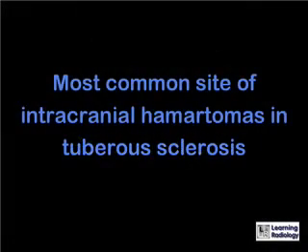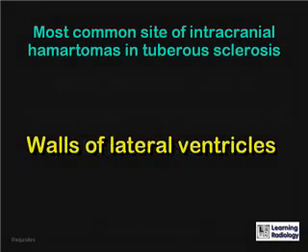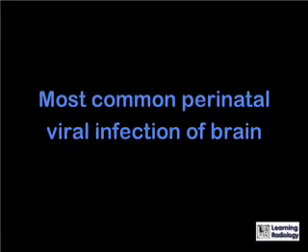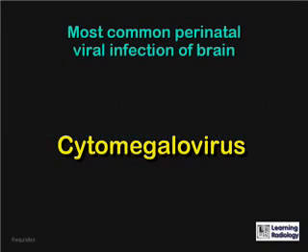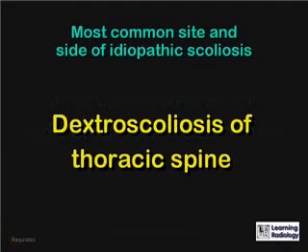What is the most common site of intracranial hamartomas in tuberous sclerosis? The walls of the lateral ventricles. What is the most common perinatal viral infection of the brain? Cytomegalovirus. And lastly, what is the most common site and side of an idiopathic scoliosis? A dextroscoliosis of the thoracic spine.